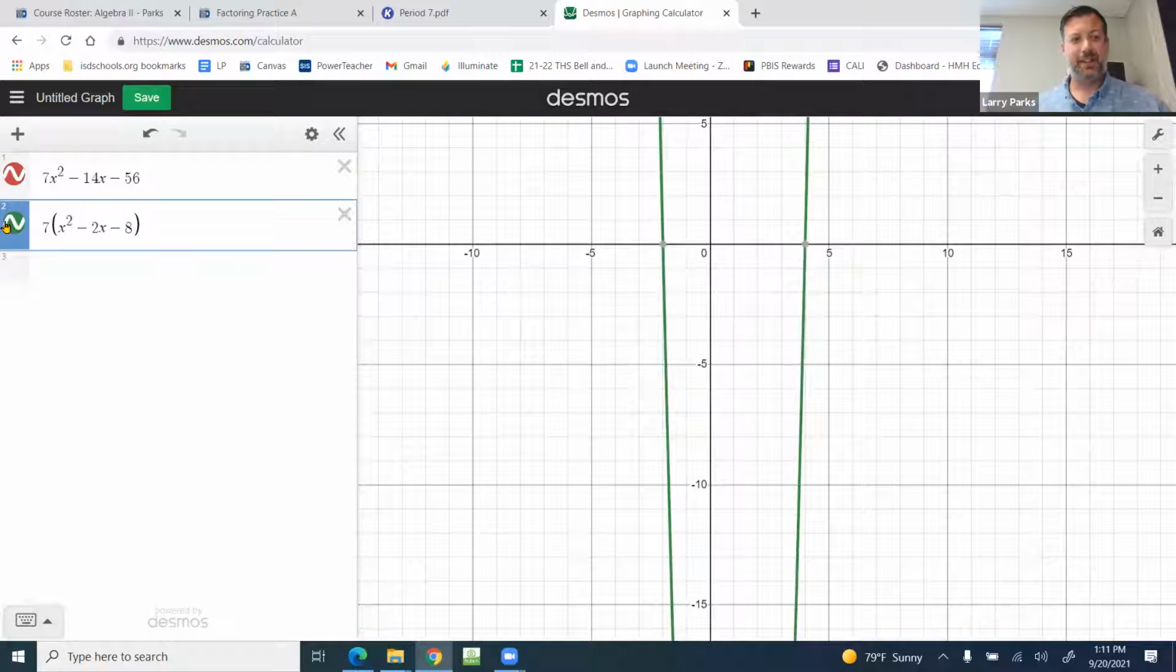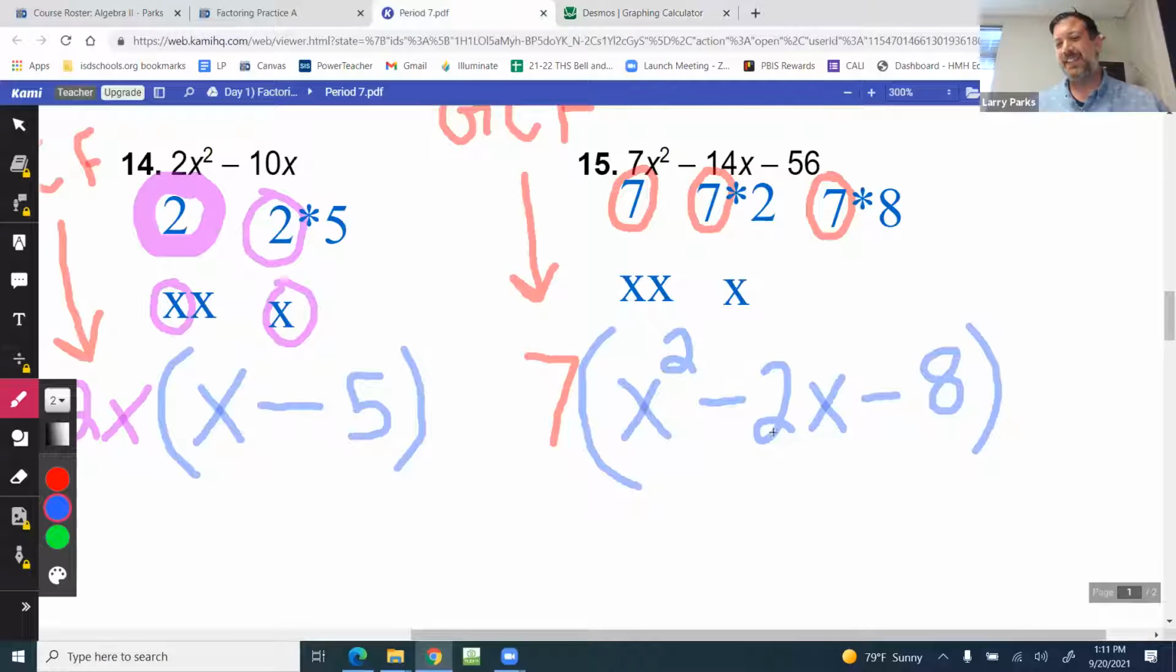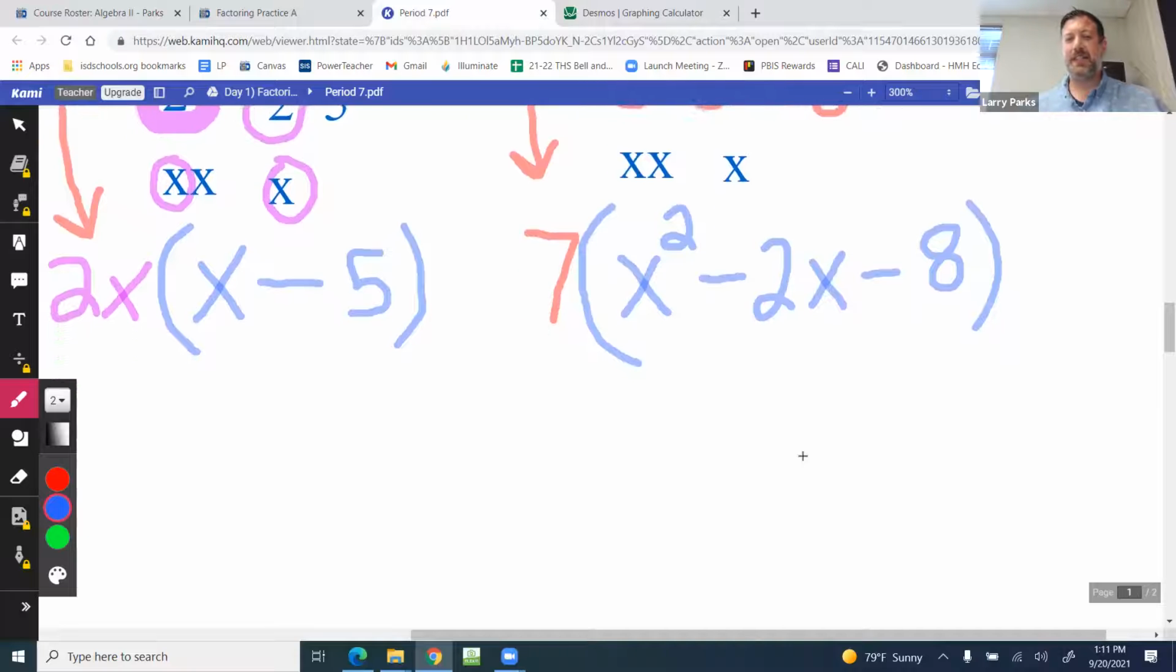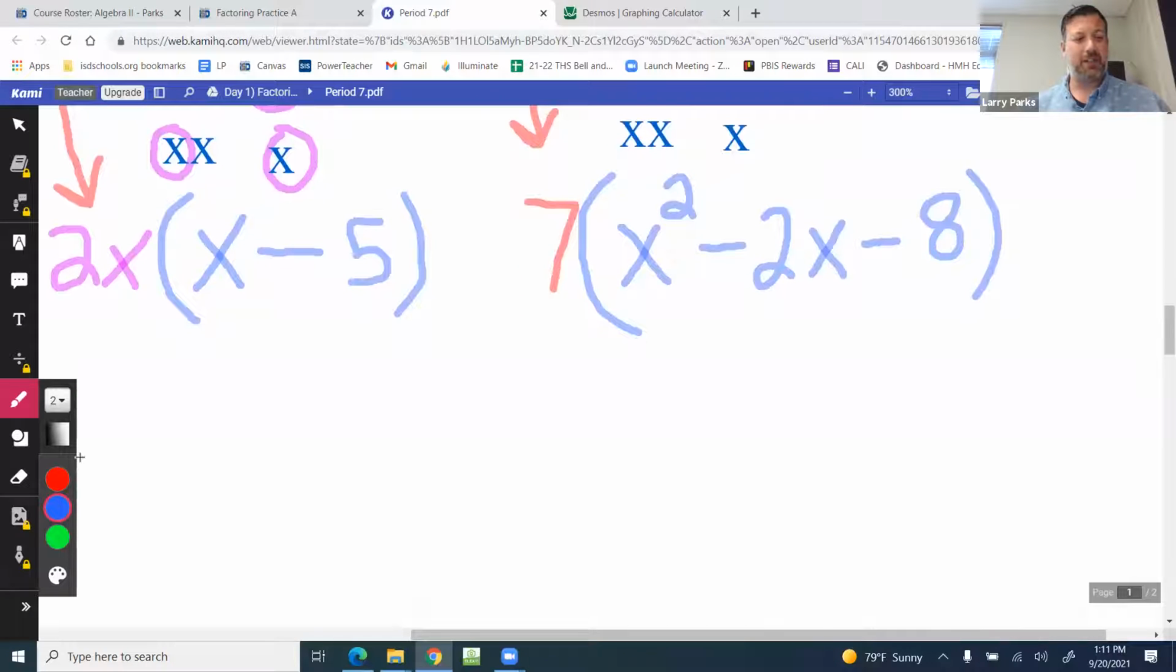Look there. They're the same thing. Now, this one's technically not finished. Anytime we have an x squared left, we try to factor it more. And so I'm going to show you a new technique. And this is how the new technique works. What we're going to do is we are going to now factor this part.